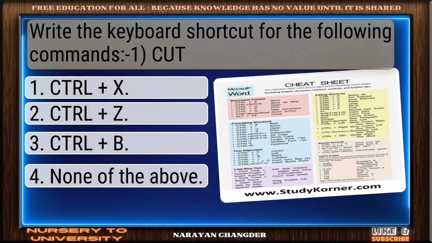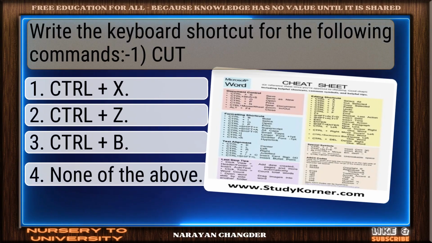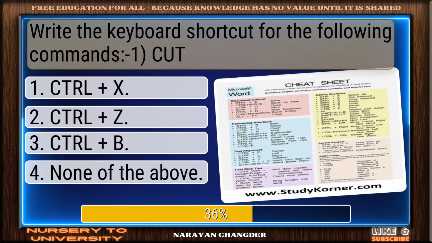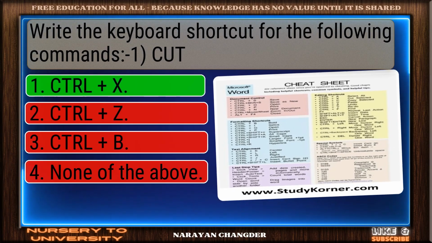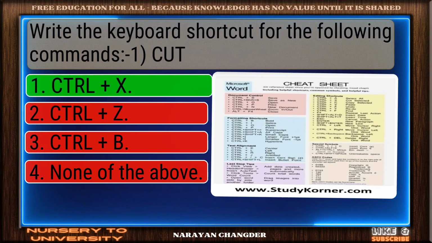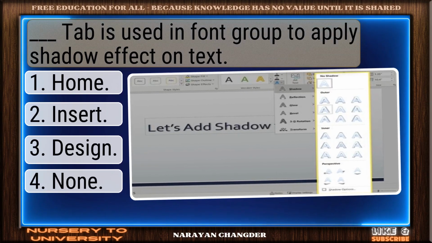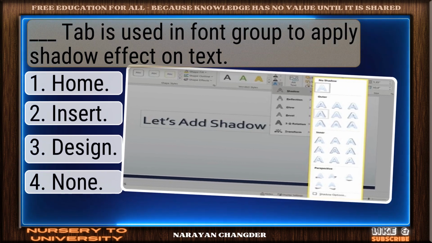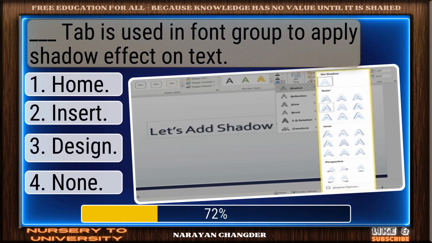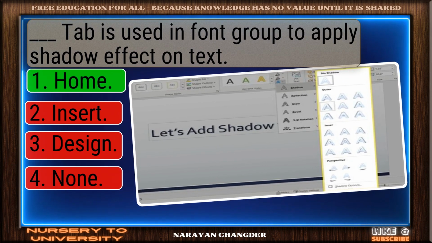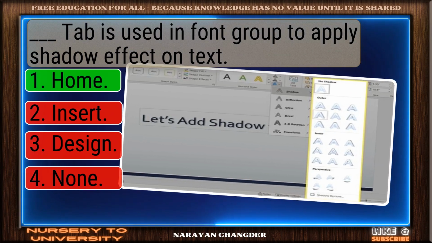Write the keyboard shortcut for the following commands. 1. Cut. Excellent choice. Ctrl plus X is the right answer. Dash tab is used in font group to apply shadow effect on text. You're right. Home is the correct answer.